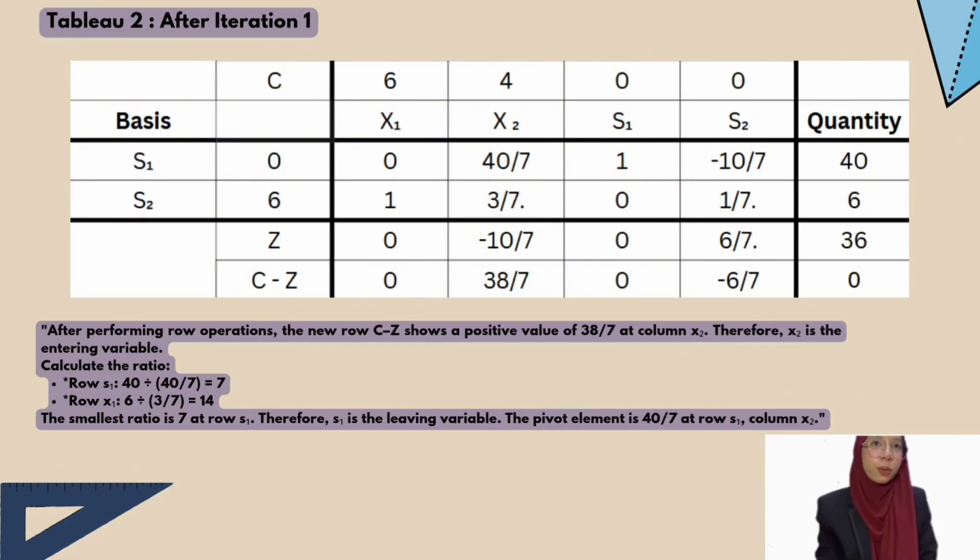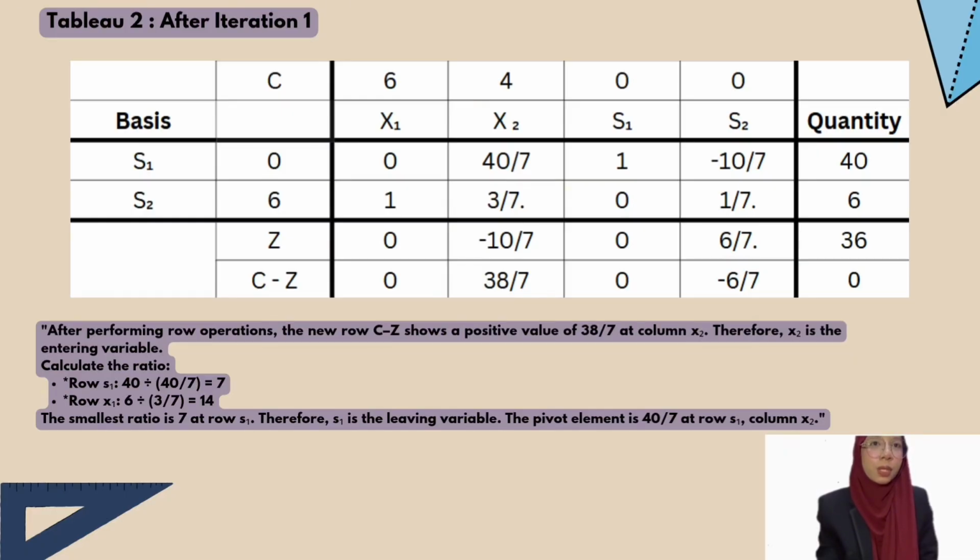In this new table, when we examine the C minus Z row, we can see a positive value of 38 divided by 7 located at the X2 column. Since we are solving a maximization problem, this positive value indicates that x2 is the entering variable. In other words, bringing x2 into the basis will help improve the objective function value.